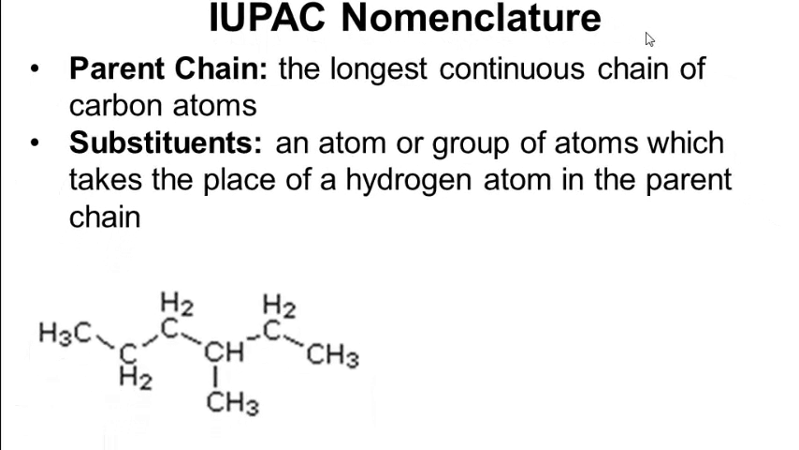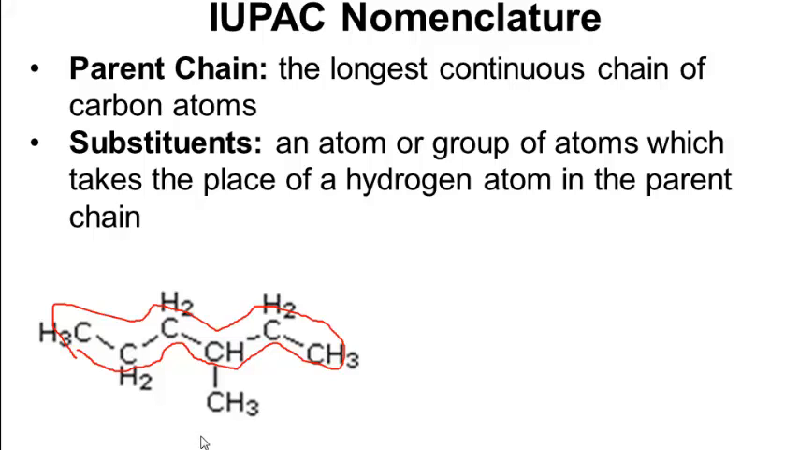So for example, if we look at this molecule we have here, we want to identify first the parent chain. So we want to see where we have the longest continuous chain of carbons. Hopefully I'm going to be circling it here. You see this is the longest continuous chain of carbons right here. So what I circled would be the parent chain.